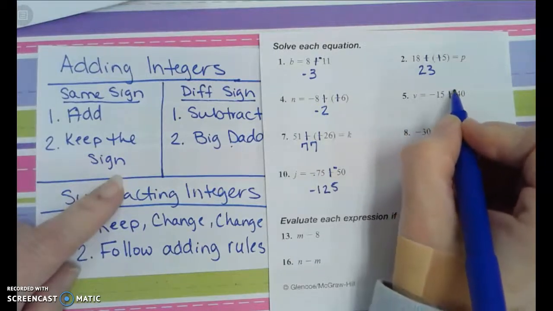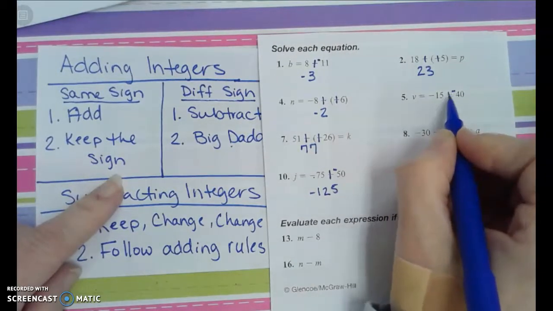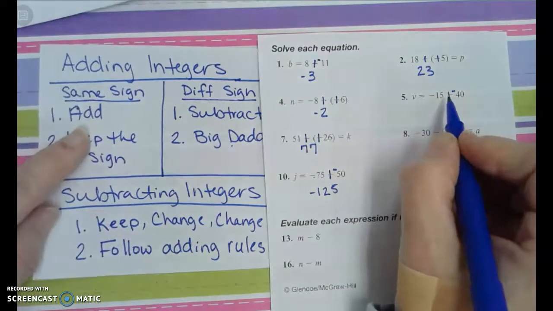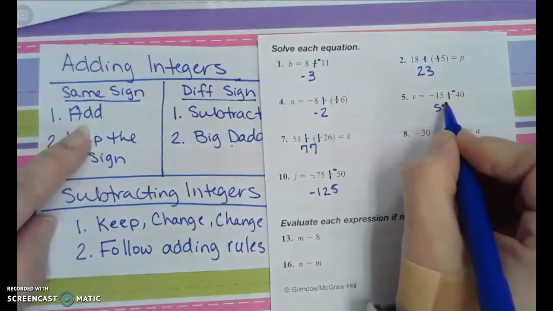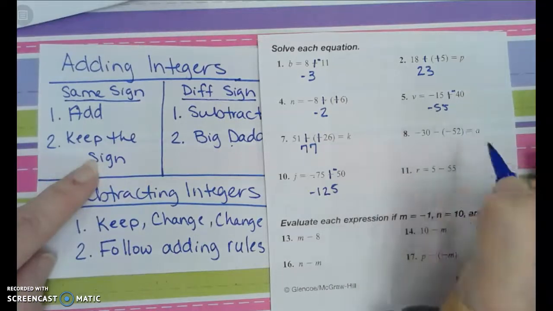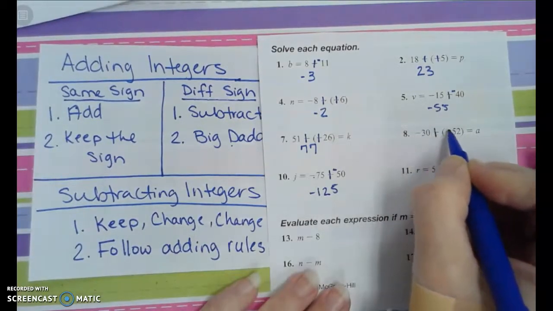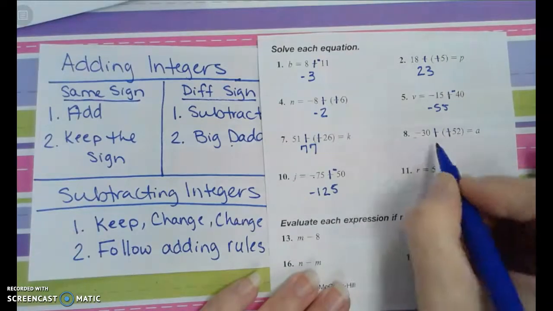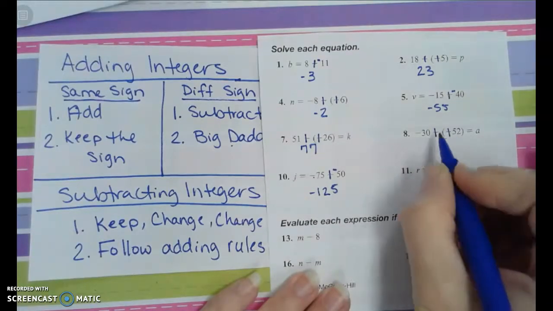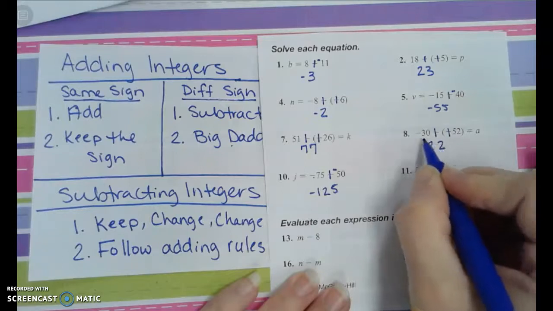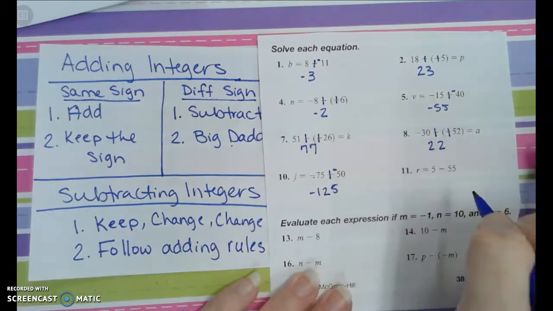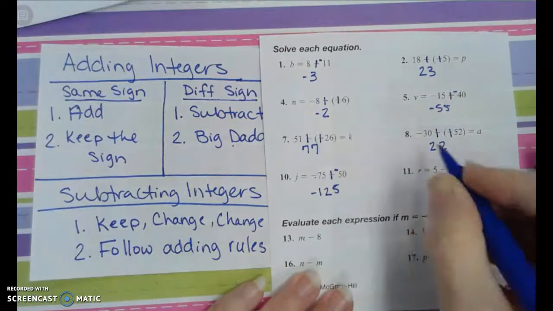Keep, change, change. Now both of them are negative. The signs are the same. So add, which is 55, and keep the sign. The sign is negative. Keep, change, change. The signs are different. Different means subtract, and Big Daddy is going to be positive, so our answer is going to stay positive.